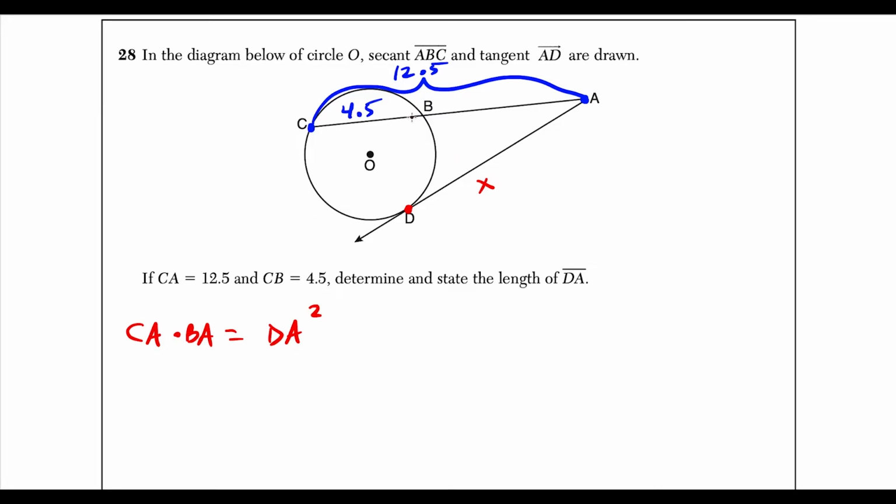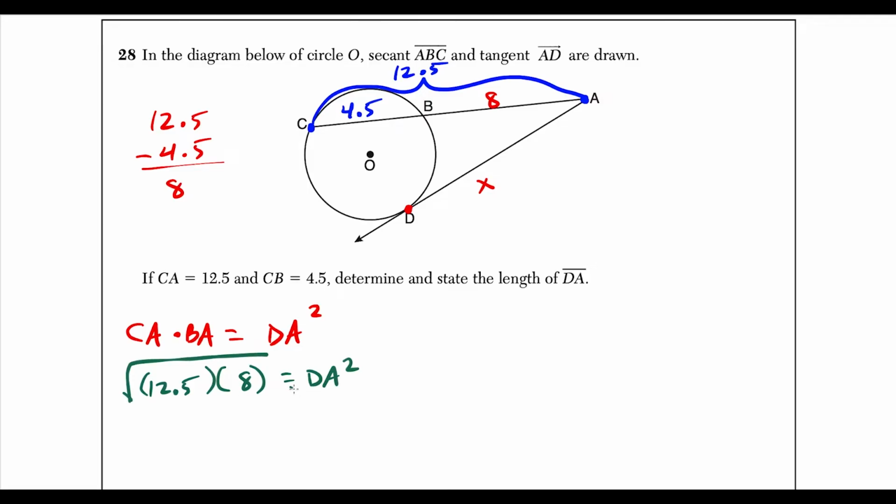So what we have to do, though, is we have to find what is the length of BA. So we know the whole thing is 12.5, and this inside chord is 4.5. So if we subtract here, this is going to tell us that BA is 8 units long. So now we just plug in and solve this out. So we have BA times CA. So CA is 12.5, and we're multiplying this by BA, which is 8 units long, and this is equal to DA squared, like this. So now if we want to solve for DA, just go ahead and take the square root of both sides like this.